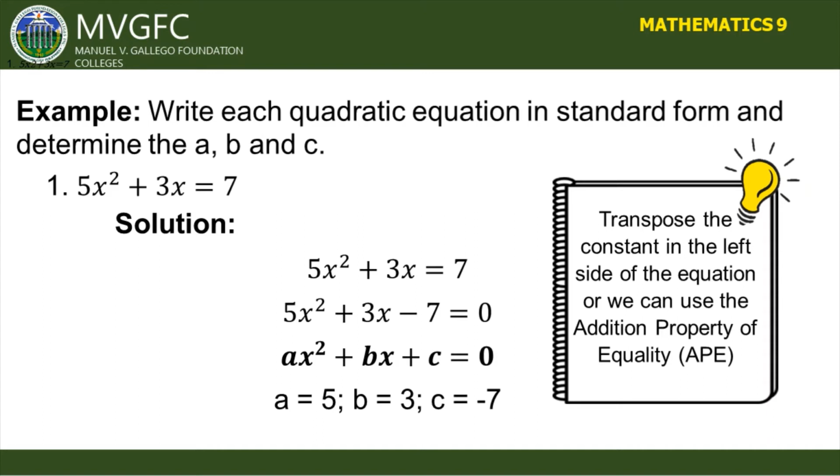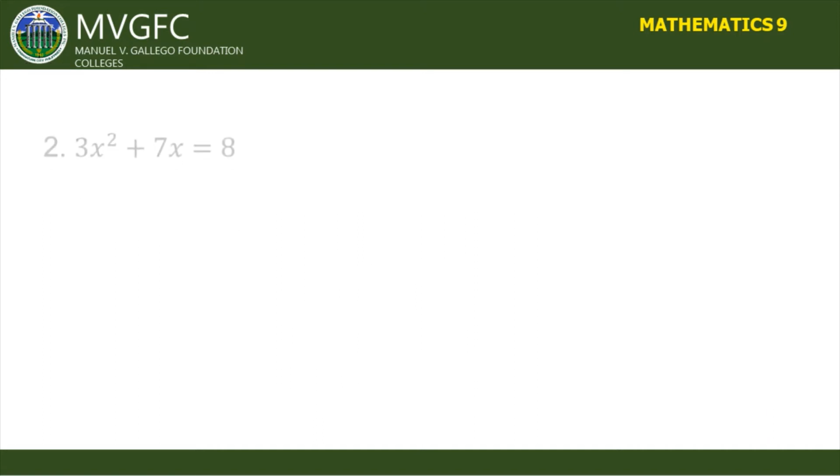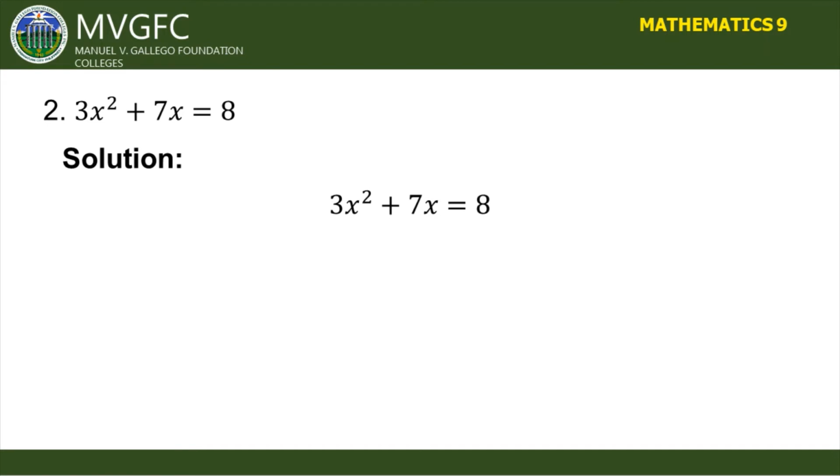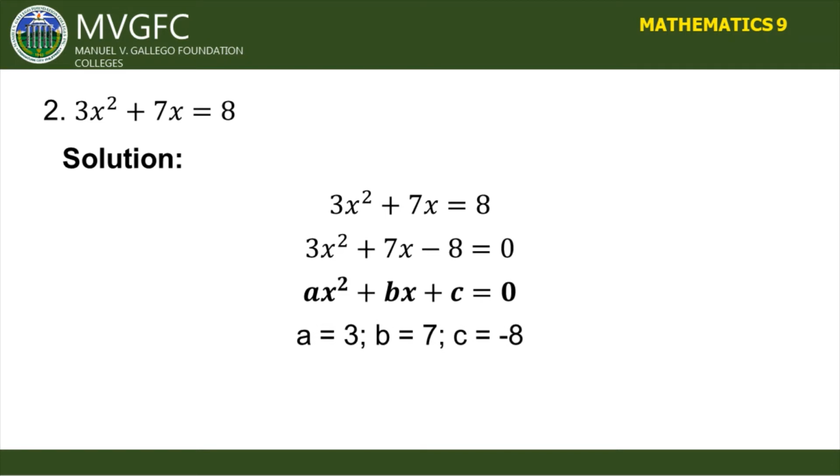For number 2, we have 3x squared plus 7x is equal to 8. For our solution, again, you can use the APE or the transposition method. So I choose the transposition method. So we have 3x squared plus 7x. Now I transpose 8, so it became negative 8 is equal to 0. Once again, the equation is already in standard form. So the value of a is simply equal to 3, the value of b is equal to 7, and the value of c is equal to negative 8.